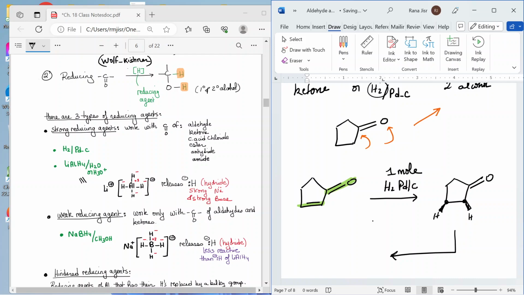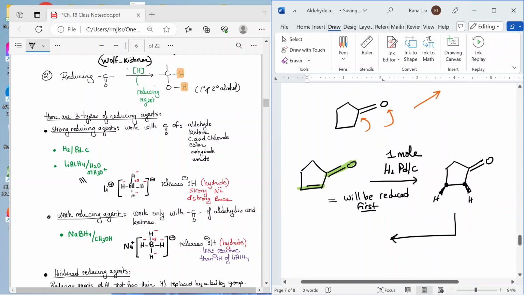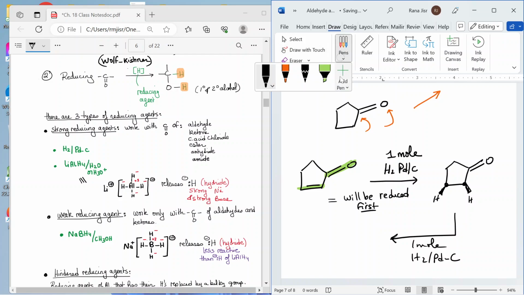So the double bond will be reduced first in case you are working with 1 mole of hydrogen in the presence of PDC. And then if you are working with another mole of hydrogen in the presence of PDC, the hydrogen will reduce the carbonyl. It will add a hydrogen to this carbon and a hydrogen to this oxygen, and you're going to end up getting your secondary alcohol in this example.